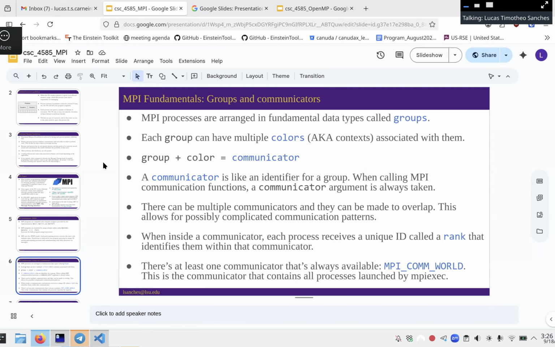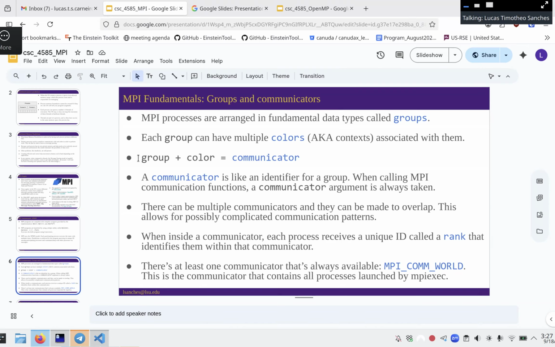So a few more fundamental concepts that we have to think about. MPI processes are arranged in data structures that they call groups, right? And groups can have multiple what they call colors, right? So a color is just a little bit of extra context. When you combine a group of processes and some bit of extra context, you get a communicator. You can think of a communicator as a group of processes that will participate in some communication and that can all talk to each other.